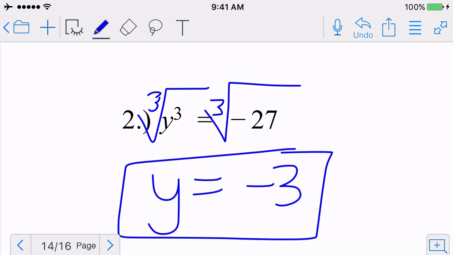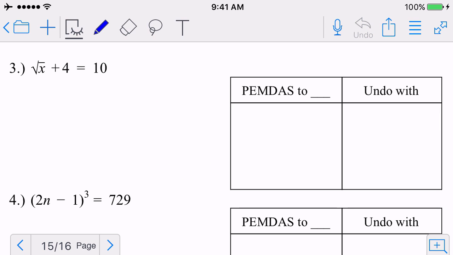All right, flip to the next page. Number 3, we've got the square root of x plus 4 equals 10. So this time we're back to x. Now again, think about your order of operations. So we have parentheses and then exponents, and the radicals are going to be the same level as the exponents. So that's going to happen first. So the first thing that's happening to the x is we're taking the square root. Okay, and how do we undo that?